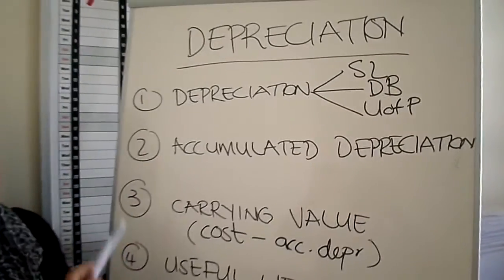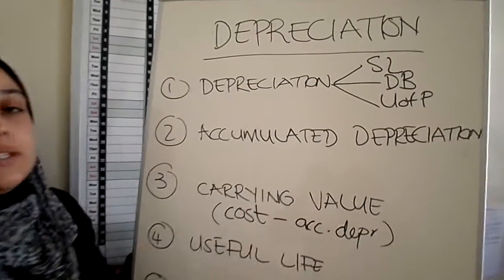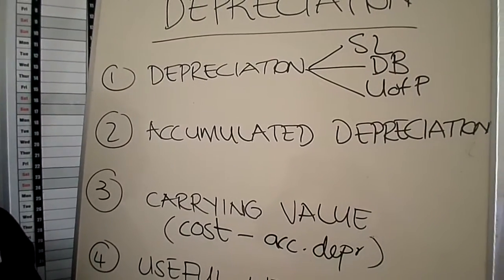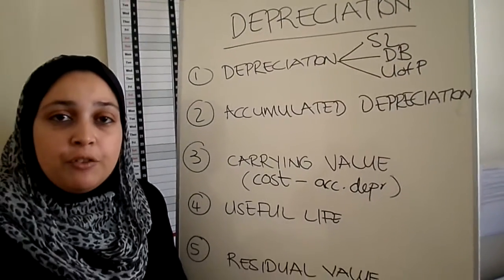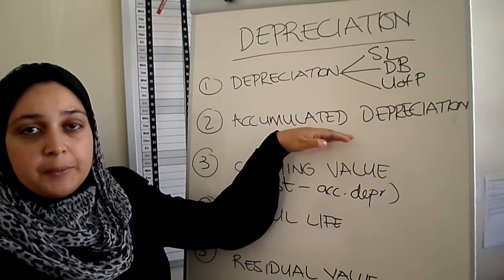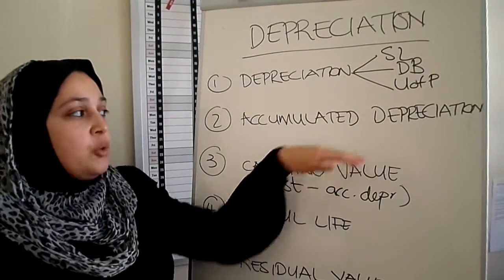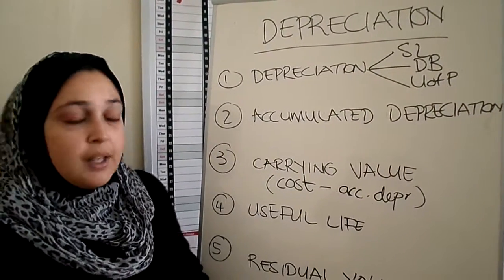Okay, the second important term is accumulated depreciation. This is the sum of all the depreciations together. So if we have our asset for 5 years and you have to calculate accumulated depreciation at the beginning of your 5th year, you will add up the previous 4 years depreciation together. If you wanted the accumulated depreciation at the end of 5 years, you will add up all of your depreciation for that 5 years on that specific asset.